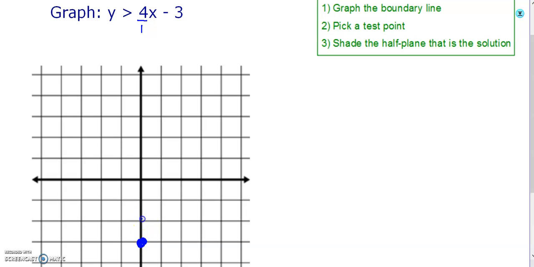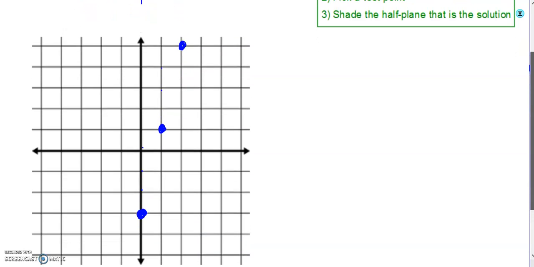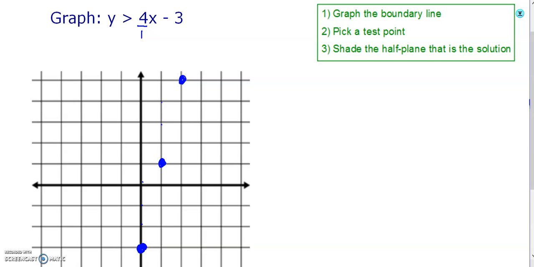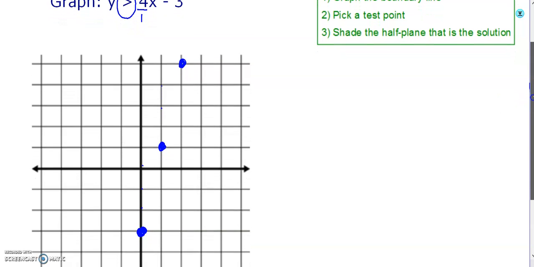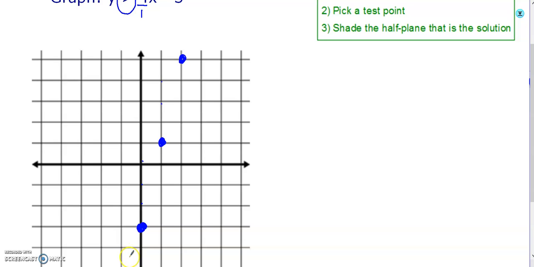So I'm going to go up 4, 1, 2, 3, 4, and over 1. Now normally, once I have a couple of dots, I would go ahead and take my pencil and draw a line right through them. But because we're talking about inequalities, I want to look at my symbol. This is a greater than symbol. If I was graphing on a number line, I'd use an open circle. So if we are graphing on a coordinate grid, we're going to use a dashed line, which means all the points on this dashed line are not included.